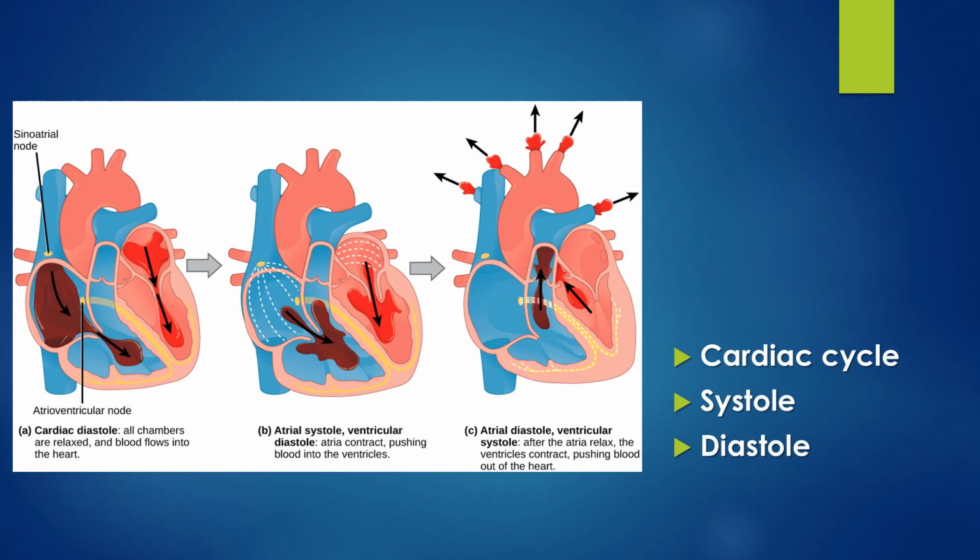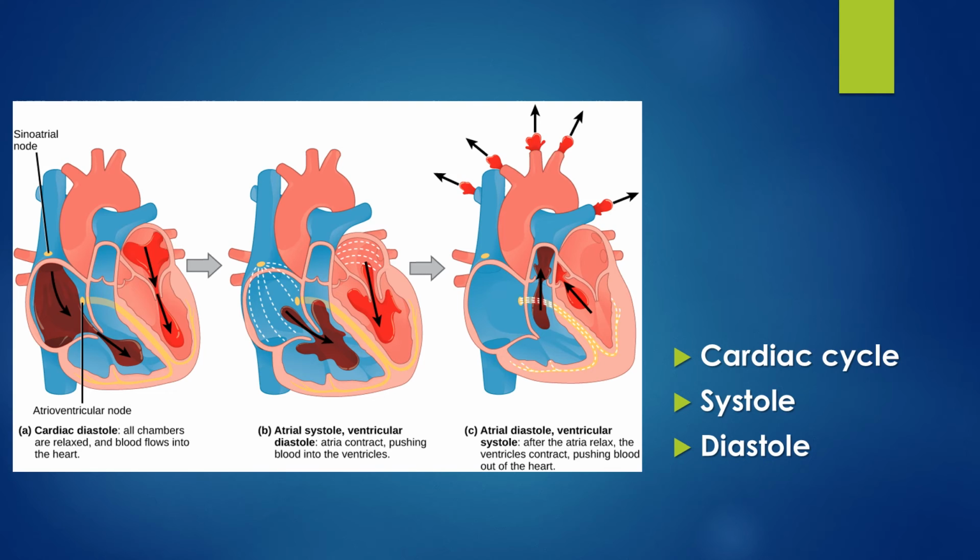The signal for contraction begins at a location on the outside of the right atrium. The electrochemical signal moves from there across the atria, causing them to contract. The contraction of the atria forces blood through the valves into the ventricles.